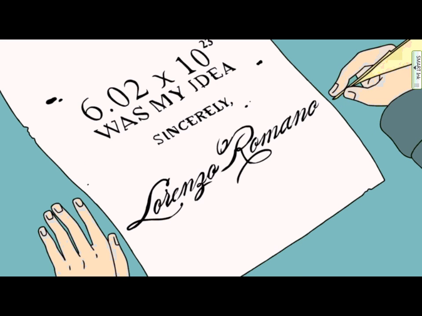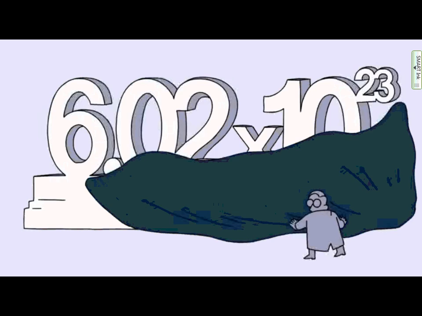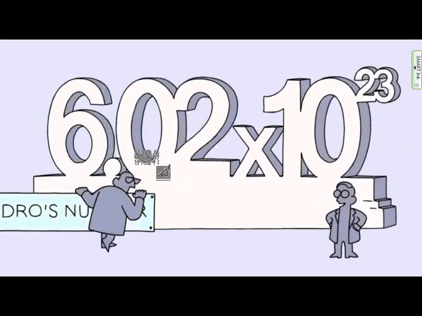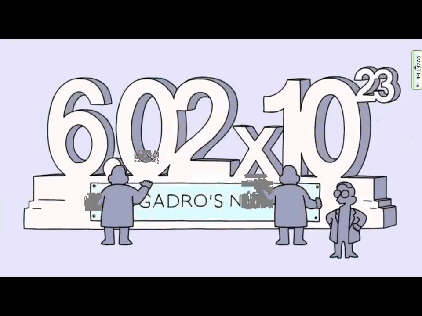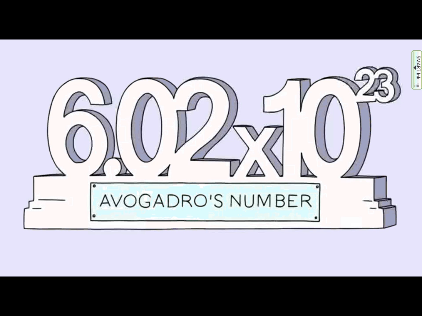Since Avogadro was the first one to come up with this idea, scientists named the number 6.02 times 10 to the 23rd after him. It is simply known as Avogadro's number. Now, back to the mole. Not that mole. This mole. Yep, this number has a second name, the molar.